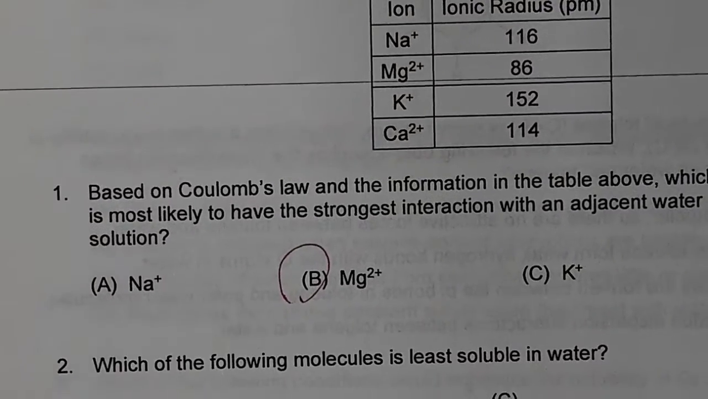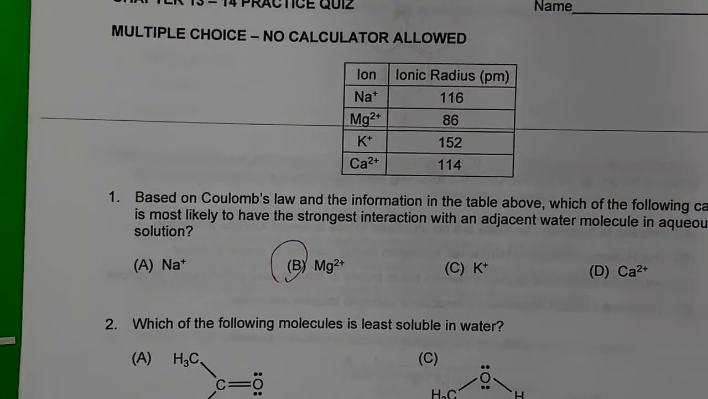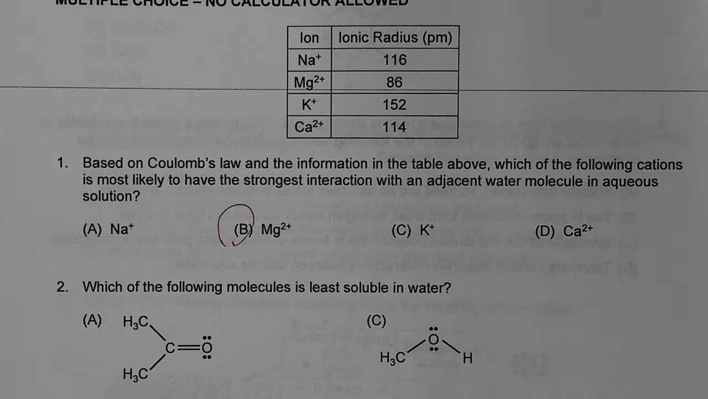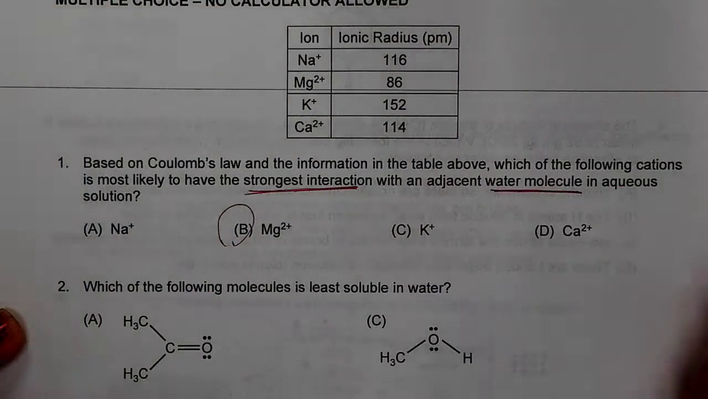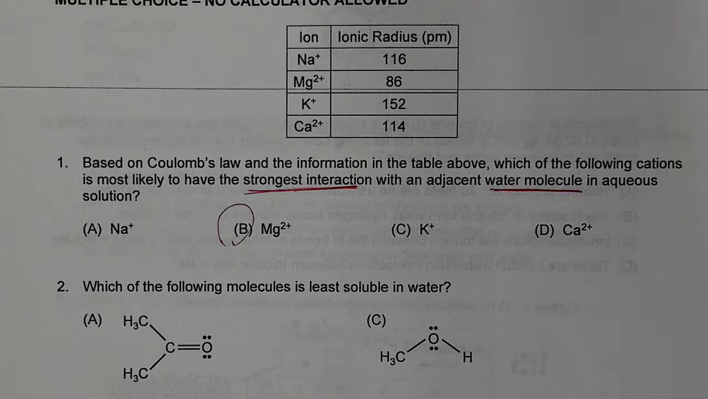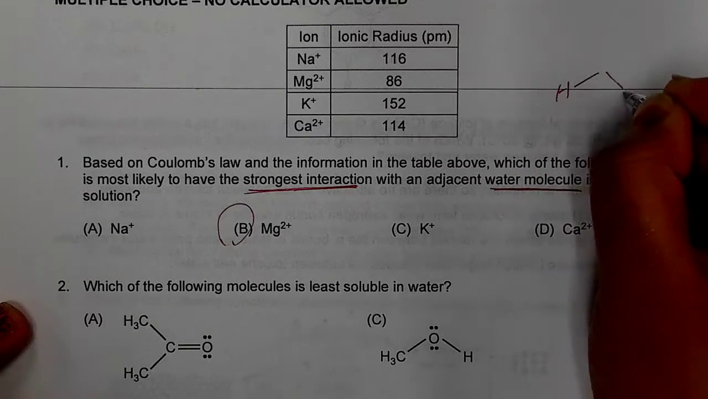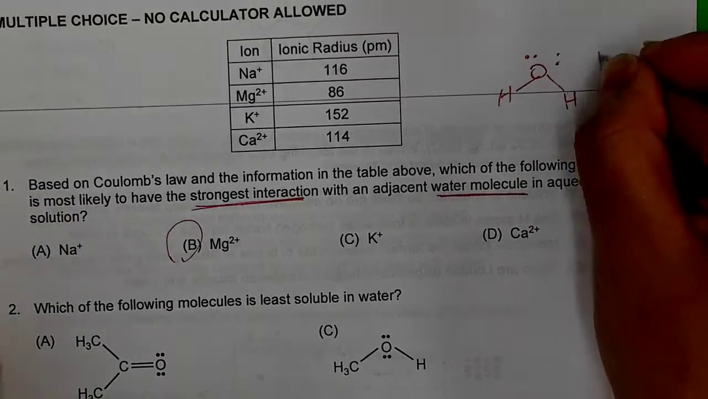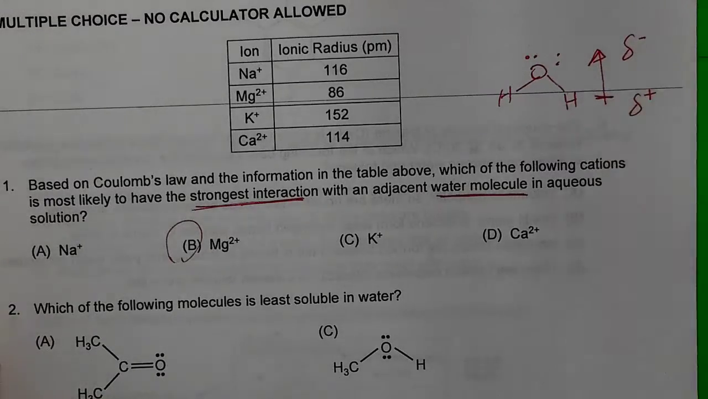About question number 1. The question was asking which one of them is going to have the strongest interaction with a water molecule. We all know that water is a polar molecule, because of the hydrogens and the oxygen with 2 lone pairs. Water has a directional shape like this. This side is slightly negative, this side is slightly positive.